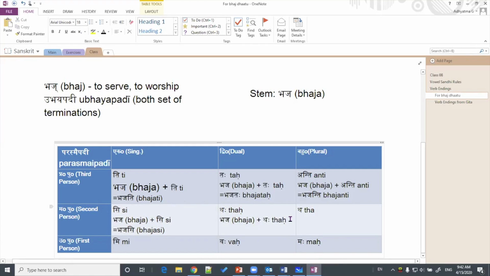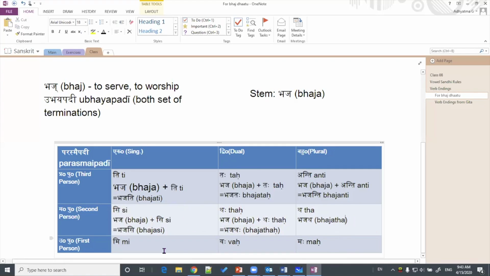Bhajatha would become bhajatha. And this is the same way it would become bhajatha actually. So it will become bhajatha.